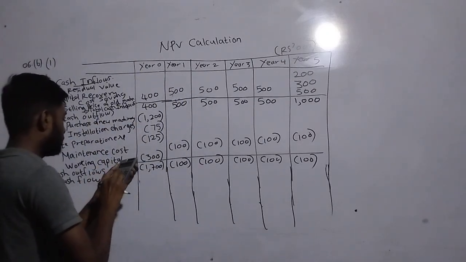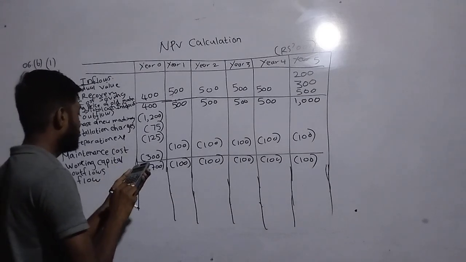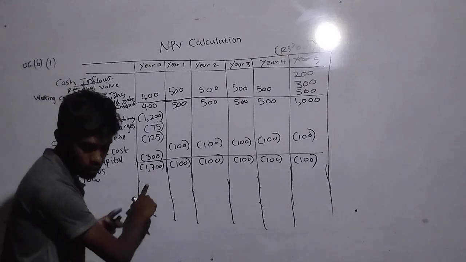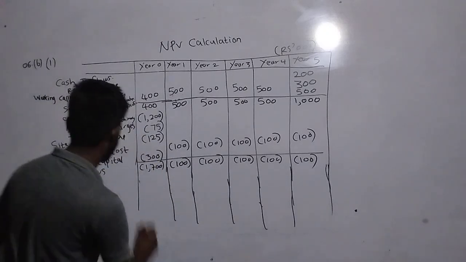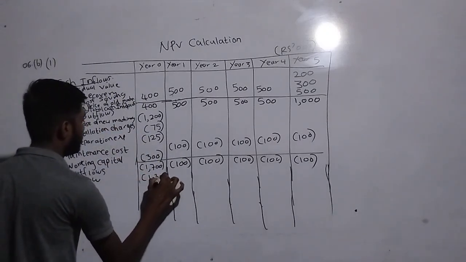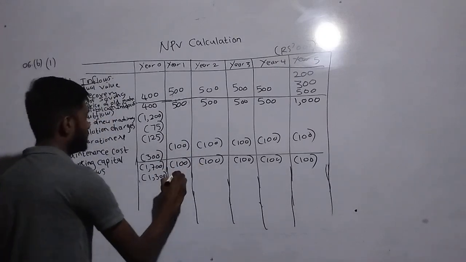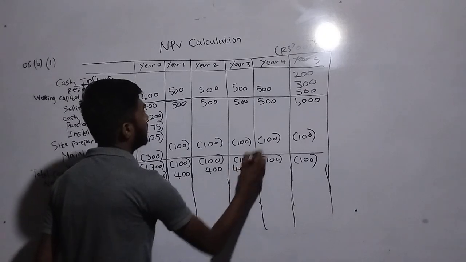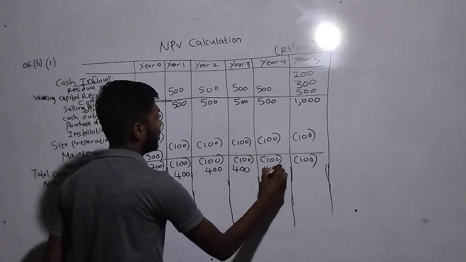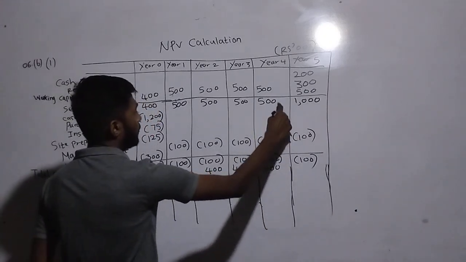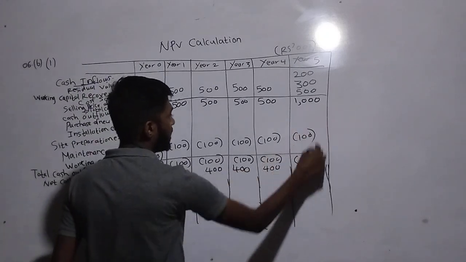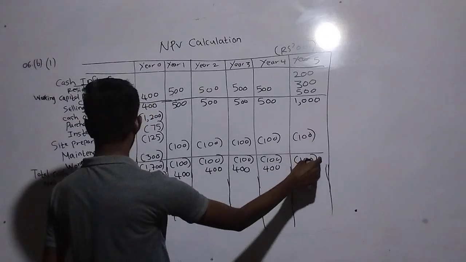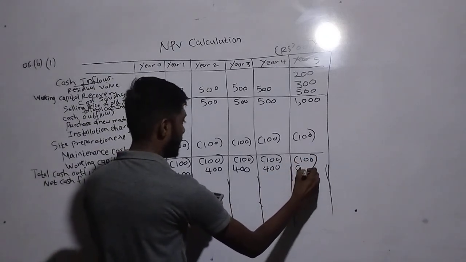Then minus 1,700 plus 400. So the initial net cash flow in year 0 is going to be minus 1300. Then here 500 minus 100 is going to give you 400. Here also 400. Here also 400. 500 minus 100, 400. Right? 500 minus 100, 400. In the last year, total cash inflow is 1000. Here total cash outflow is 100. So net cash flow is going to be 900.